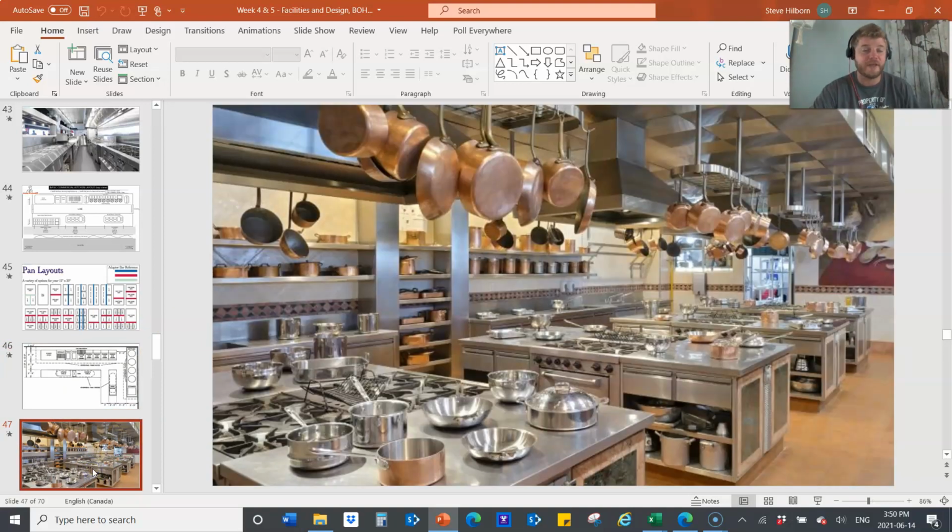And I usually put this in here just to show you that this is what people think kitchens look like in a commercial property, but they are most definitely not. This is like a cooking class one.